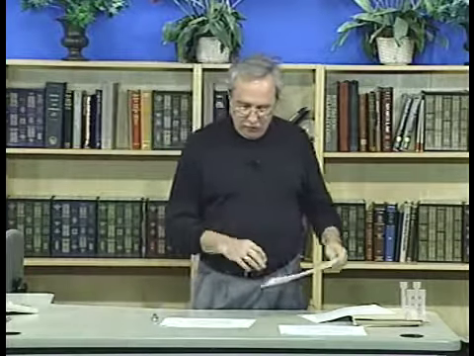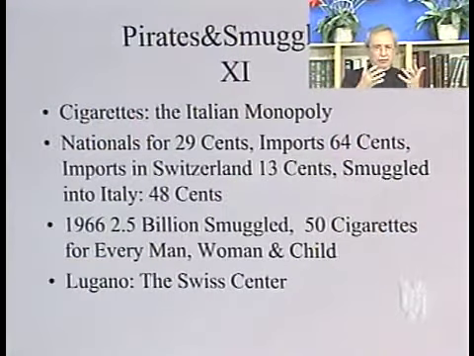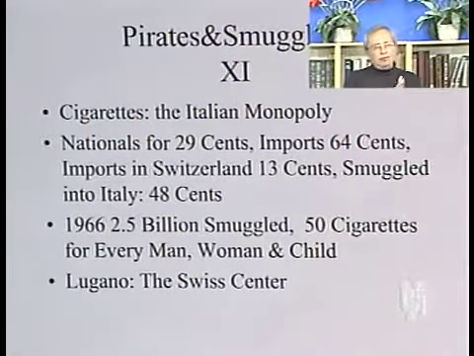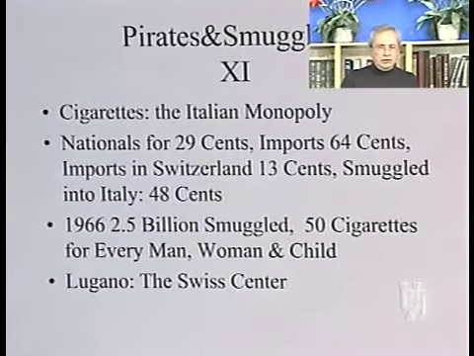So each city is some type of international air hub, and then there are usually other factors that contribute to why it becomes a key smuggling center on these air routes. The first example we're going to look at of, let's say, consumer goods smuggling is cigarettes in Italy. Italy is one of those states that has established a state monopoly for the manufacture and sale of cigarettes within its country. In terms of price, the issue is very simple.